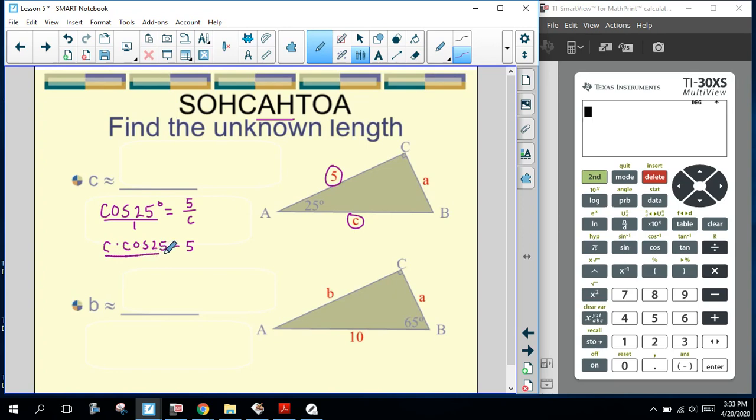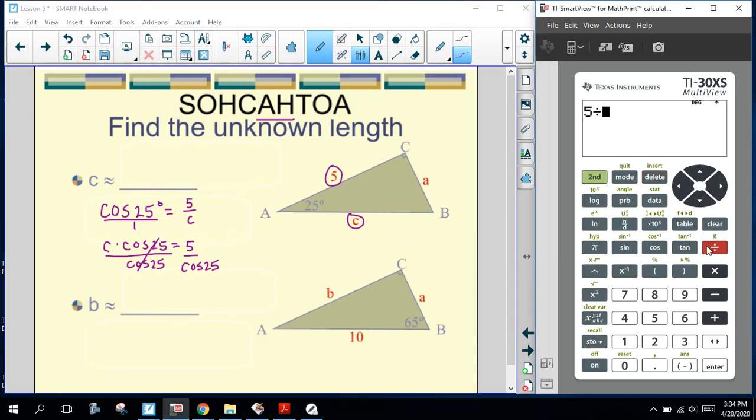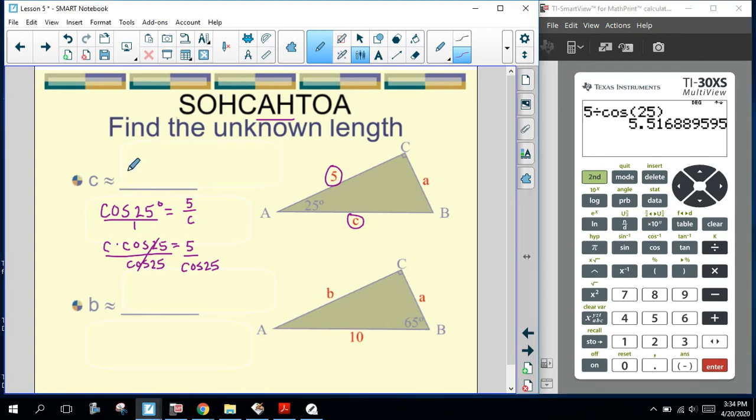All right, to solve this, I've got C times the cosine of 25. Remember, cosine of 25 is just a number. So I'm going to divide by the cosine of 25. That would cancel out here, leaving me with C, which is what I'm solving for. And I divide this side by my cosine of 25. And then it's down to using the calculator to figure this out. So I plug this in, 5 divided by cosine of 25, and voila. I get 5.52, I guess we'll round it off. So 5.52.